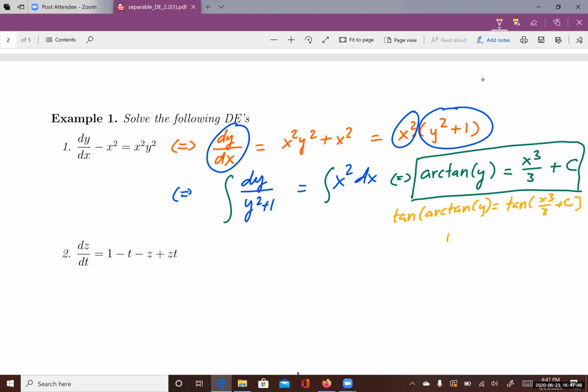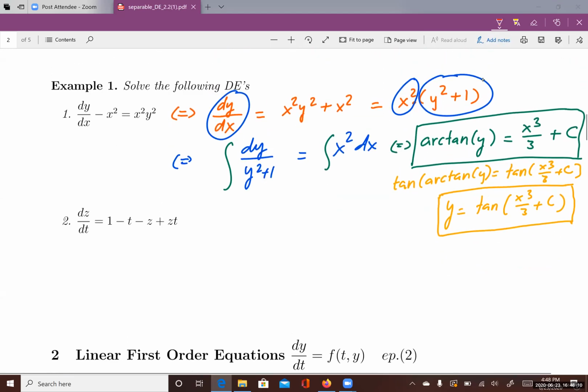So then y equals tangent of x squared over 3 plus c. This is a general solution to this differential equation here. All right, let's go to the next example.